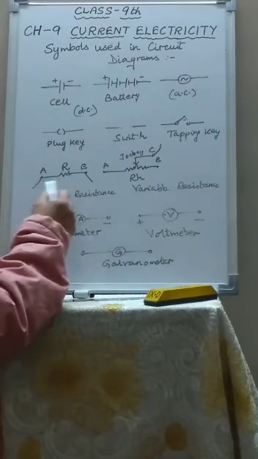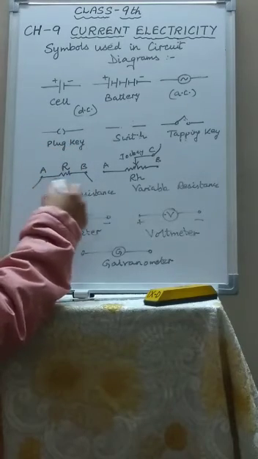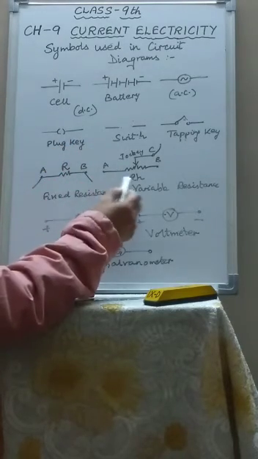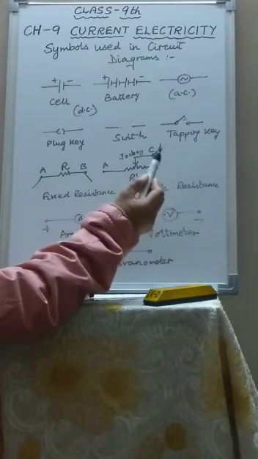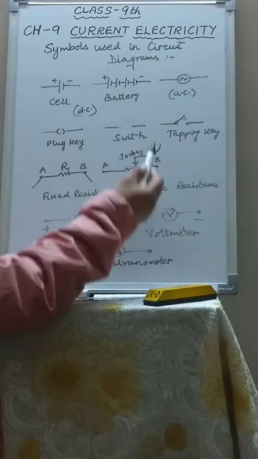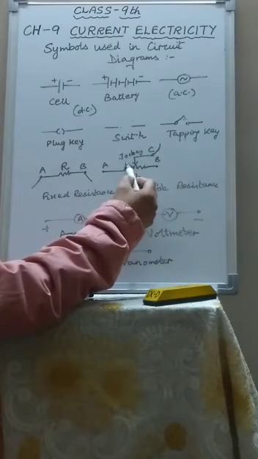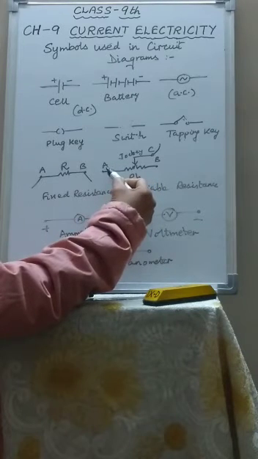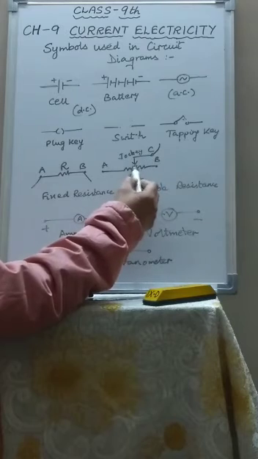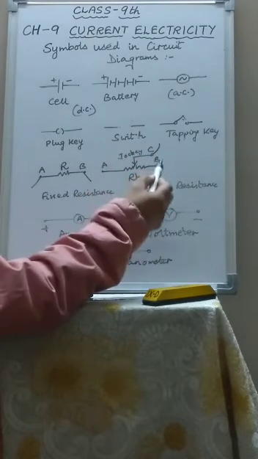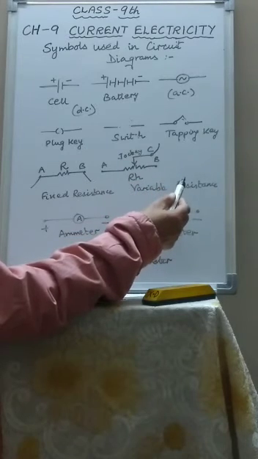So this denotes a fixed resistance. We apply this to the circuit. This is the wire which has a fixed resistance. And this represents a rheostat, whose resistance can be varied. It has three terminals, A, B and C. And this sliding contact is called a jockey, which is placed on a brass rod. So by connecting this jockey to different points, we get variable resistance.